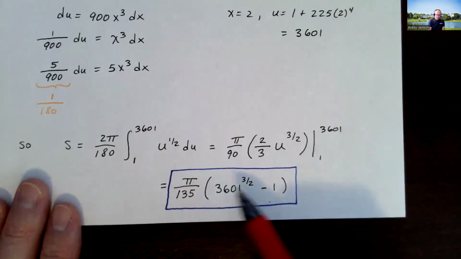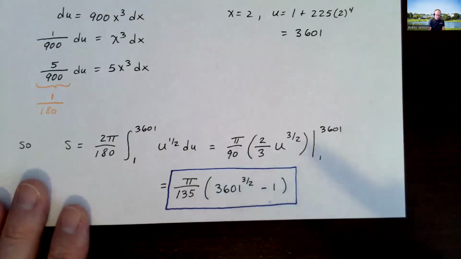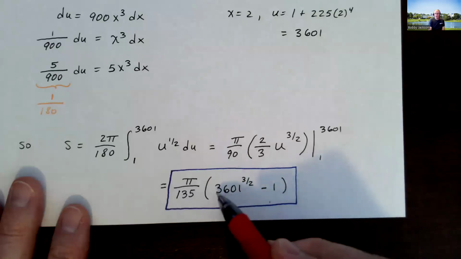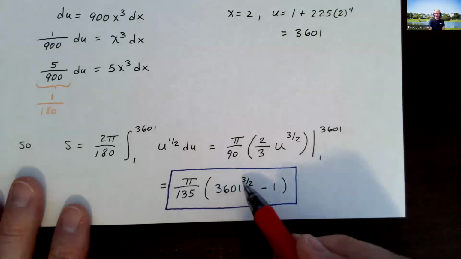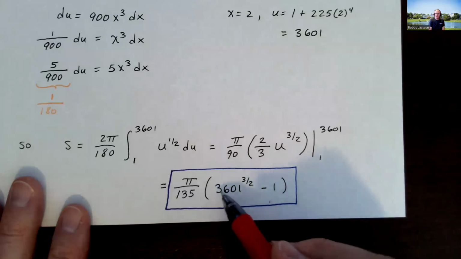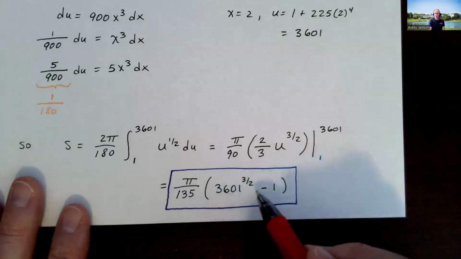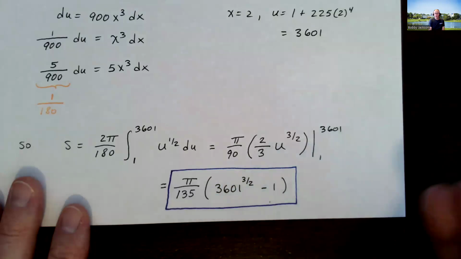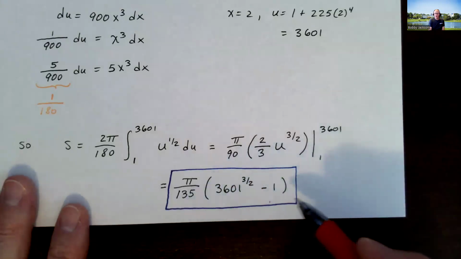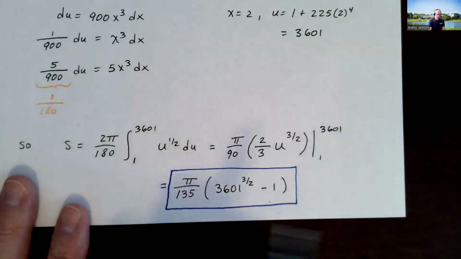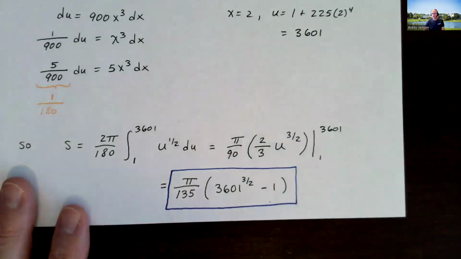And I think this is fine. I think they wanted a symbolic exact answer. Again, you could rewrite 3,601 to the 3/2 power as 3,601 times the square root of 3,601. But again, this is fine. And you can use your calculator to approximate this if you need to, but this is the exact answer that they want for this problem. Hopefully this helps.